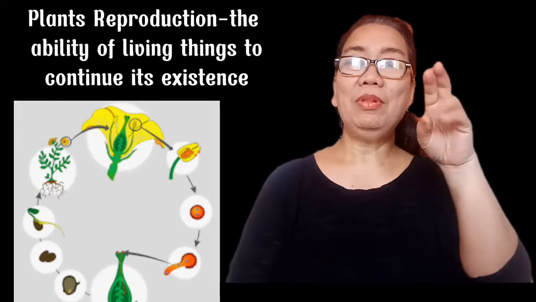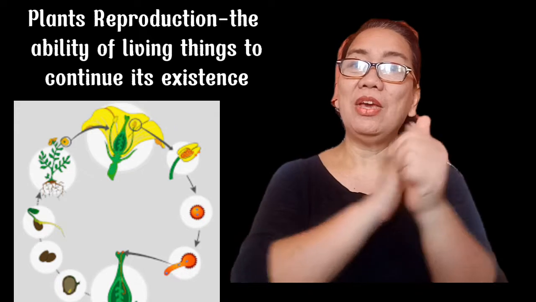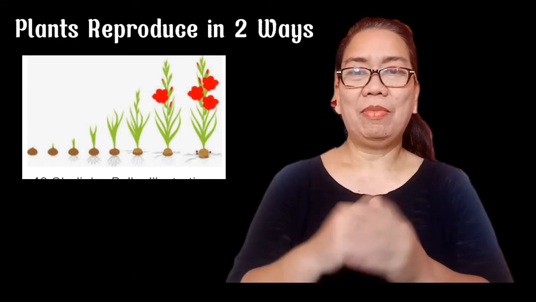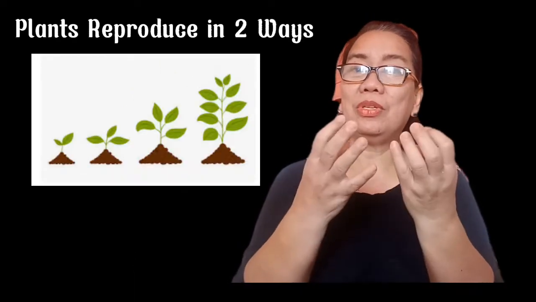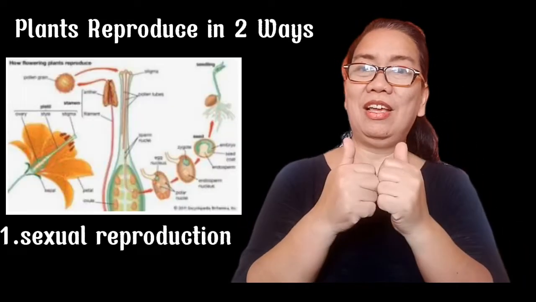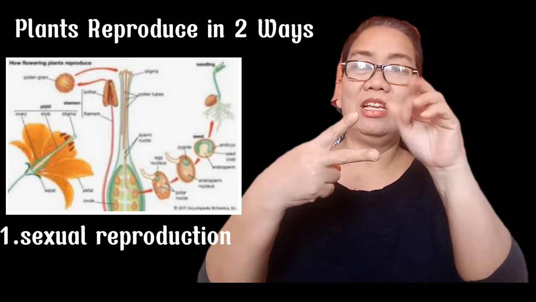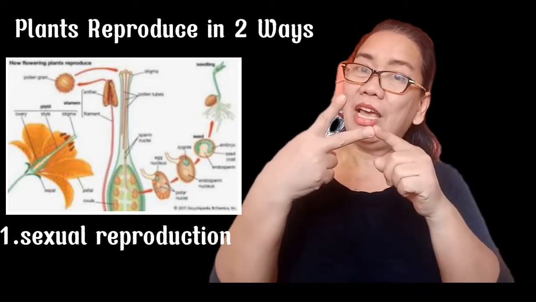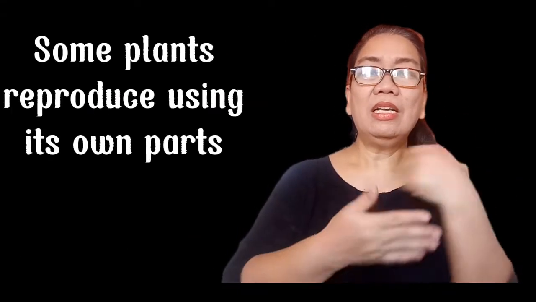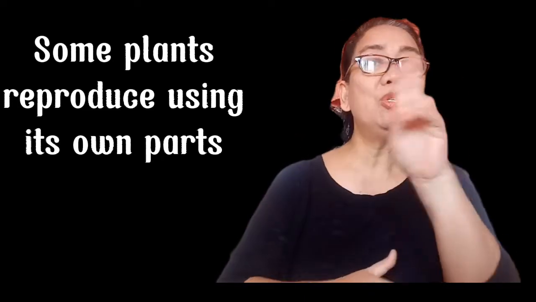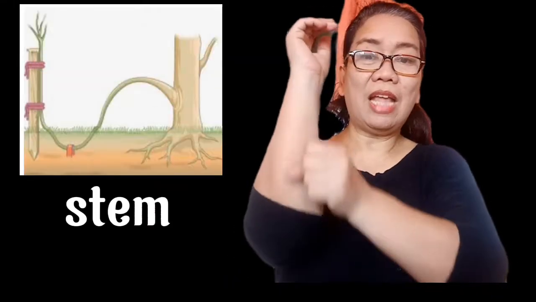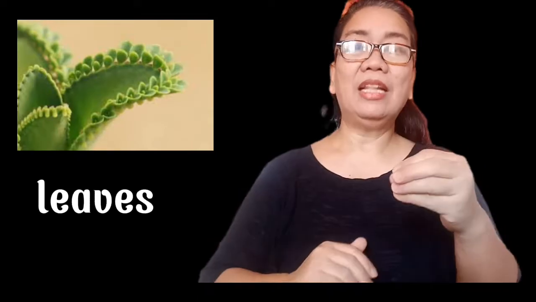Okay. Reproduction is the ability of a living thing to continue its existence. Plants reproduce in two ways. Okay, these are sexually, and the second one is asexually. There are some plants that reproduce using their parts like roots, stems, leaves, and flowers.